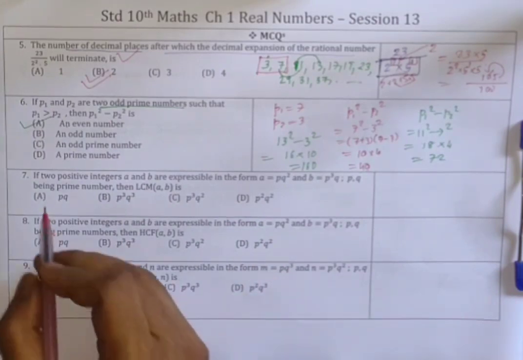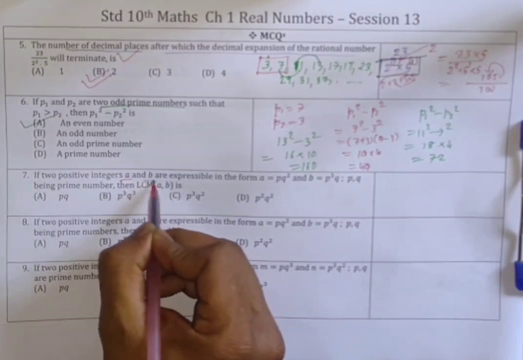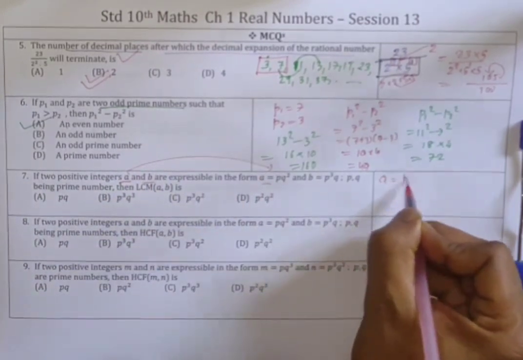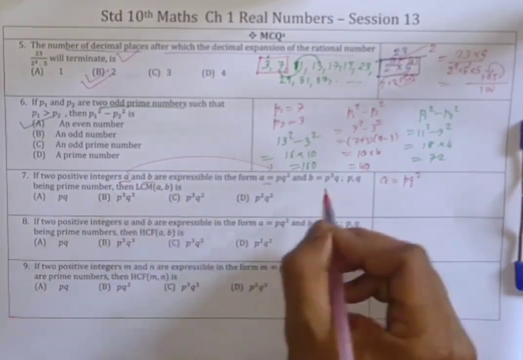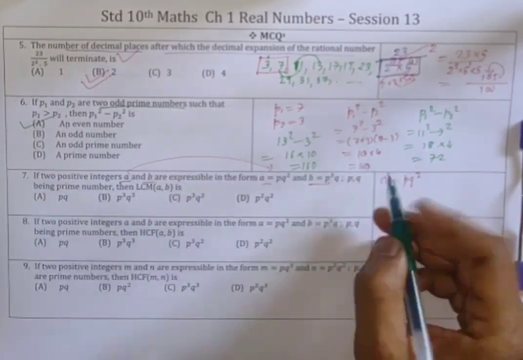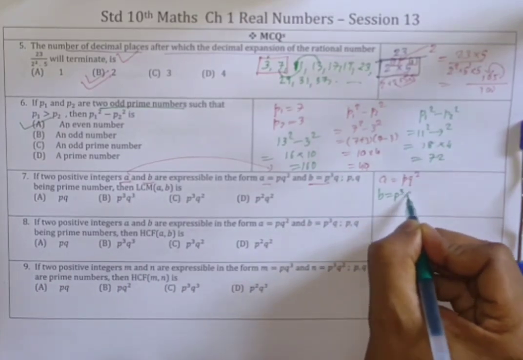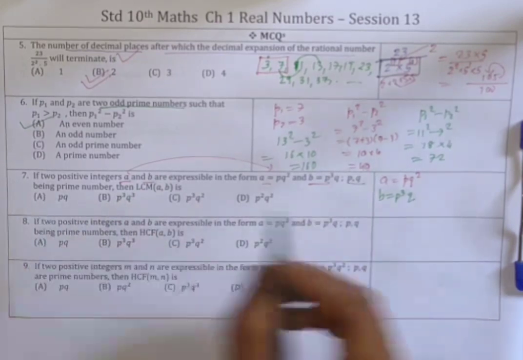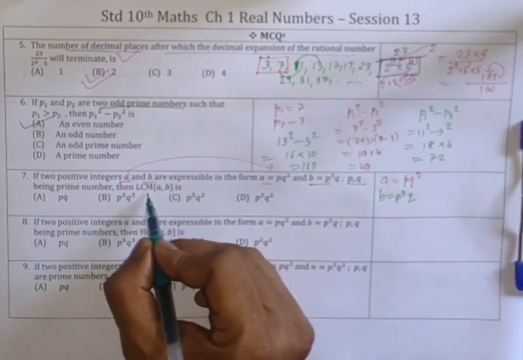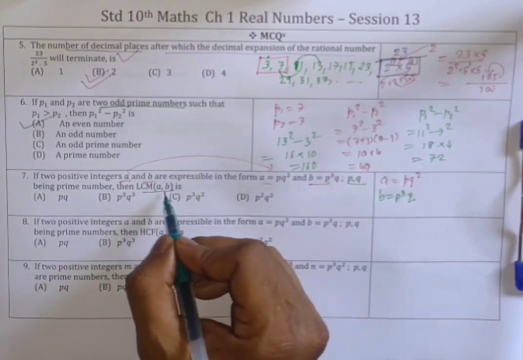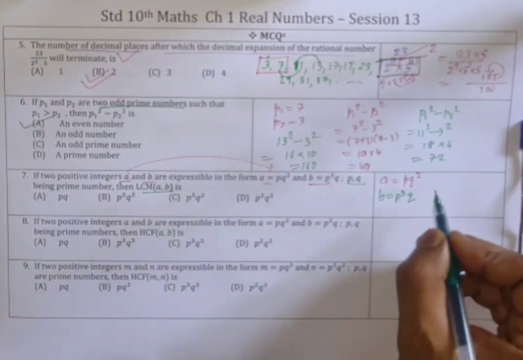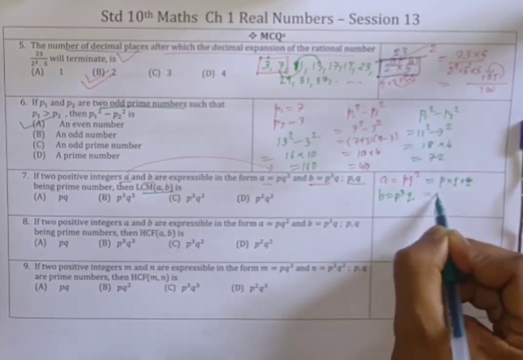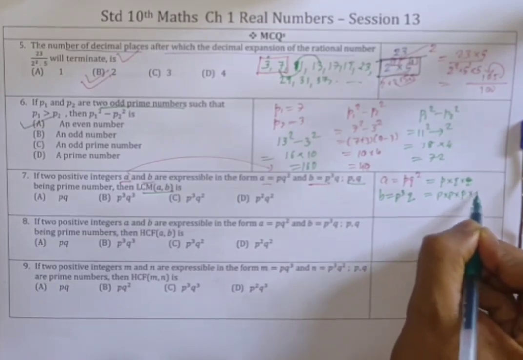ओके चलिए नेक्स्ट वन. इफ टू पॉजिटिव इंटीजर्स ए एंड बी आर एक्सप्रेसिबल इन द फॉर्म, ए को ऐसे एक्सप्रेस किया, ए इज पी इनटू क्यू स्क्वायर एंड बी इज एक्सप्रेस्ड एज पी क्यूब इनटू क्यू, देन वेर पी एंड क्यू आर प्राइम, ये पी और क्यू प्राइम नंबर्स है, देन एलसीएम ऑफ दिस ए एंड बी इज डैश. चिल्ड्रन सिंपल मेथड, पी इंटू क्यू इंटू क्यू, दिस पी इंटू पी इंटू पी इंटू क्यू.